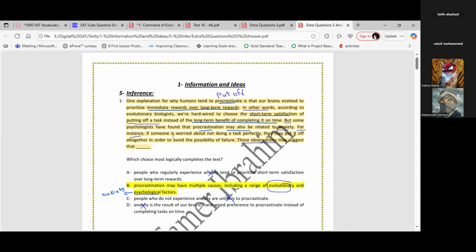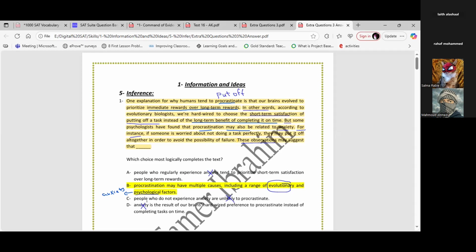These observations may suggest that people who regularly experience anxiety, he mentioned it here, tend to prioritize short-term satisfaction over long-term rewards? No, he never said that. He never mentioned that anxiety will affect it. He said only that they found procrastination may also be related to anxiety. Maybe. B. Procrastination may have multiple causes, including a range of evolutionary and psychological factors like anxiety. Yes, he mentioned that it can be related to evolution or psychological factors.